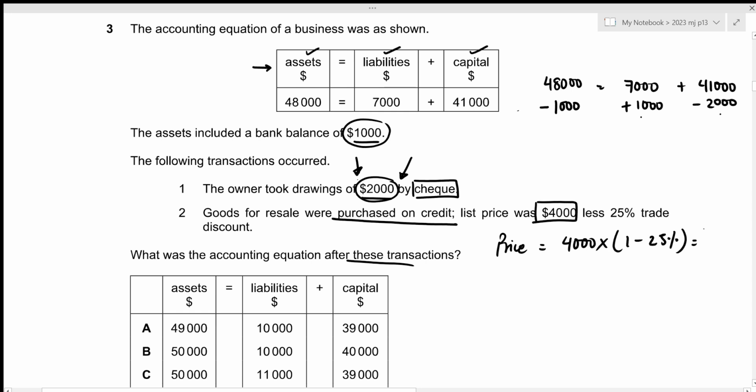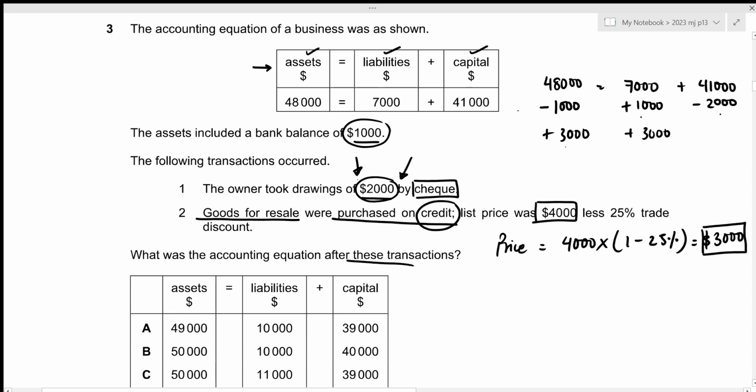That gives us 3,000. So we purchased 3,000 worth of goods. And remember that these are the goods for resale, which means that we need to record this as part of our inventory in the assets section. So we need to add 3,000 to our assets. Now, these are purchased on credit, which means that we also need to record this as our trade payables. Trade payables will be a part of our liabilities. So we need to add 3,000 there as well. So both sides will be affected by positive 3,000 for the second transaction.